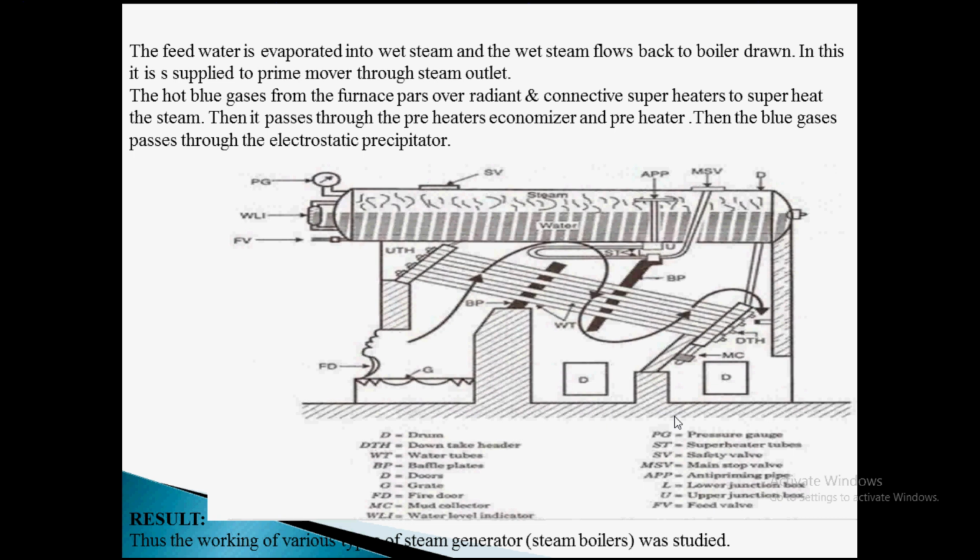The hot flue gases from the furnace pass over radiant and convective superheaters to superheat the steam. Then they pass to the economizer and air preheater. Then the flue gases pass to the electrostatic precipitator. So this is the working of the steam generator and hence it is studied.